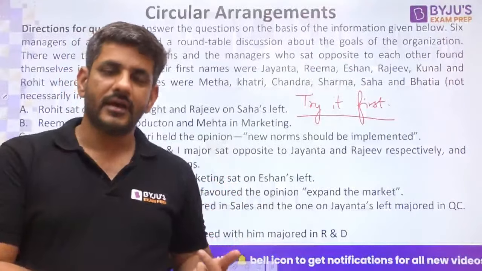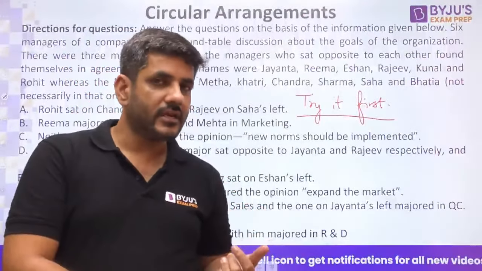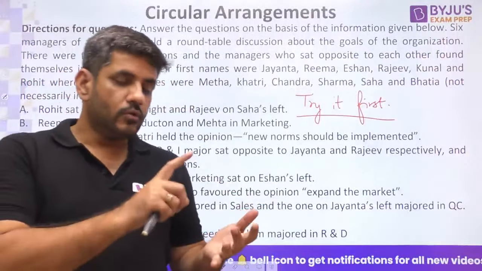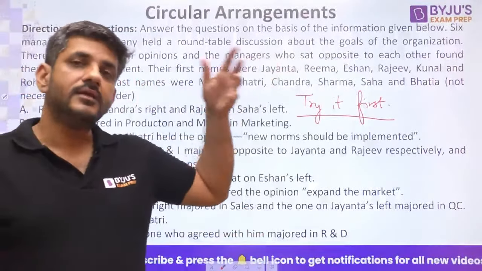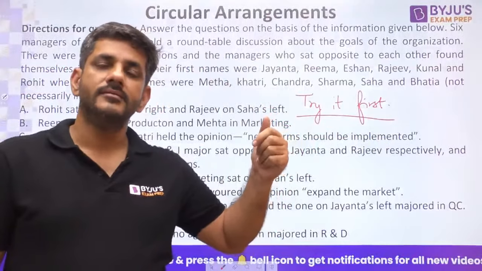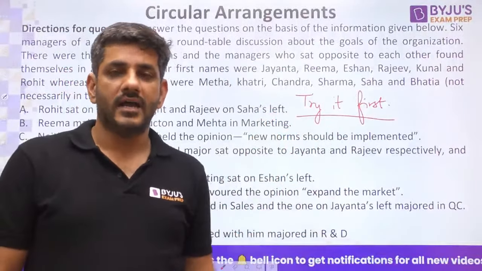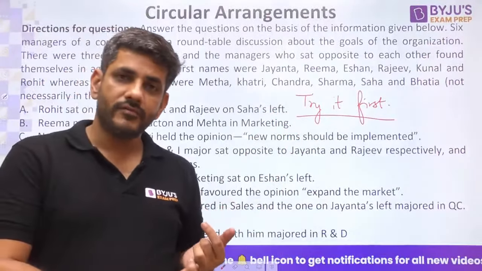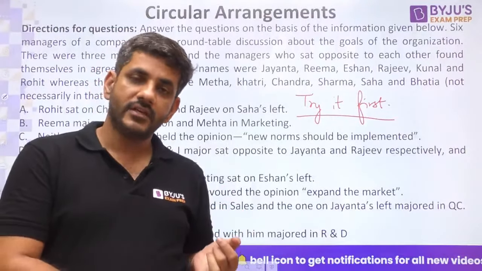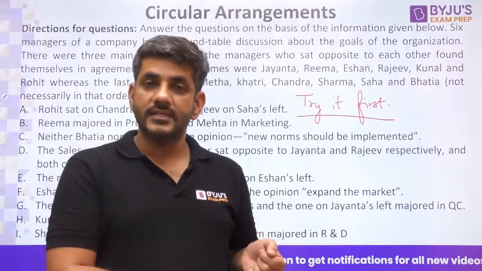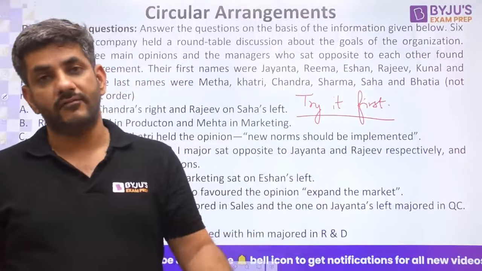So उसका surname क्या है? What did he major in? मुझे ये जानना है. Who is he sitting opposite to? मुझे ये भी जानना है, because they would be in favor of an opinion. ठीक है? So these all things I have to figure out: surname of the person, name of the person, and then what did he major in, and who is he sitting opposite to. These all things I have to figure out.